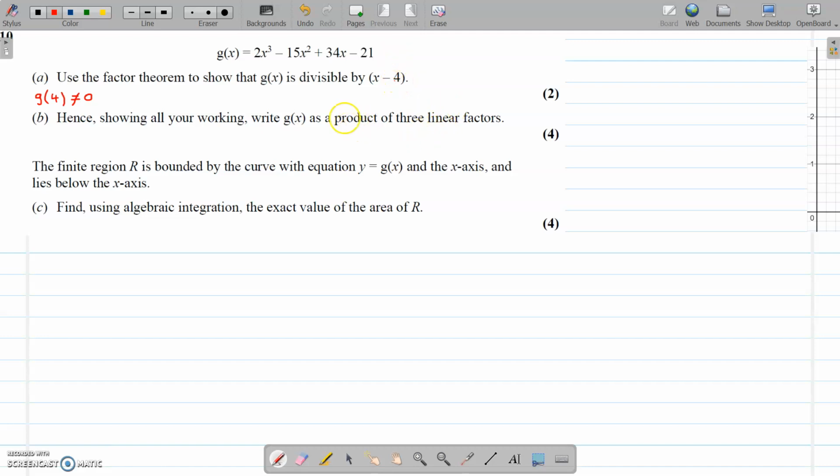But there is another factor that you would easily spot, which of course is that x minus 1 is a factor. Because if we do g of 1, you can see hopefully that you would get 2 minus 15 plus 34 and minus 21, which equals 0. So by the factor theorem, that means that x minus 1 is a factor, okay?